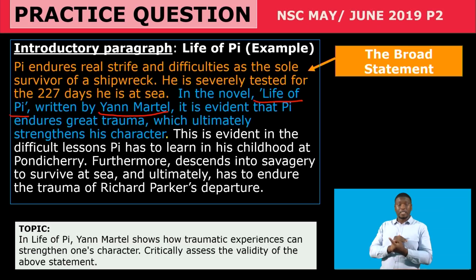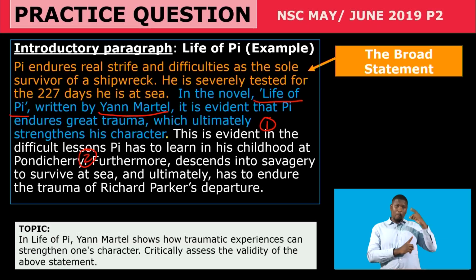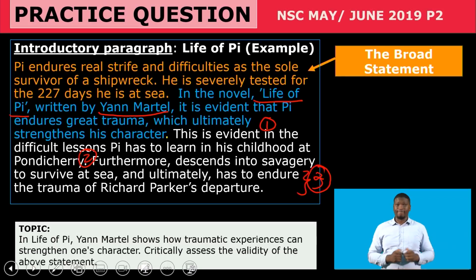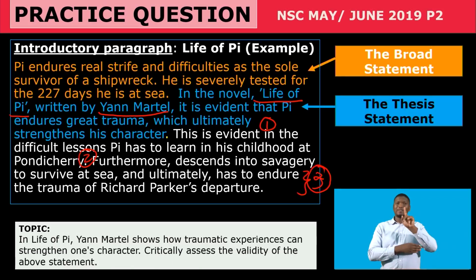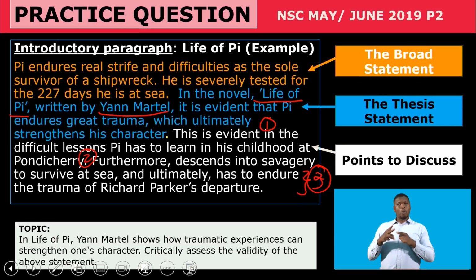This is evident in the difficult lessons Pi has to learn in his childhood at Pondicherry. So this would be our first body paragraph. Furthermore, he descends into savagery to survive at sea, so that is our second body paragraph, and ultimately has to endure the trauma of Richard Parker's departure. So here, Richard Parker's departure would be our third body paragraph. And that, the blue was our thesis statement, and then the white indicated our points to discuss.